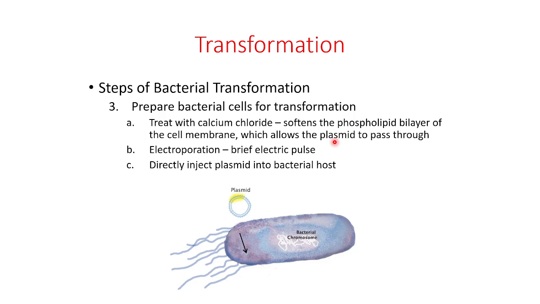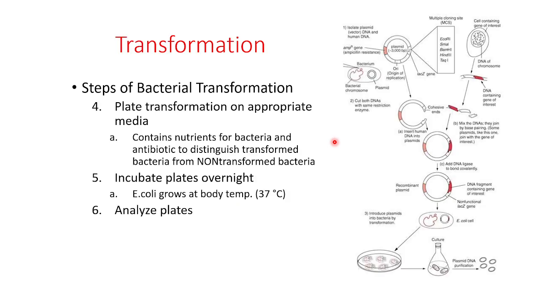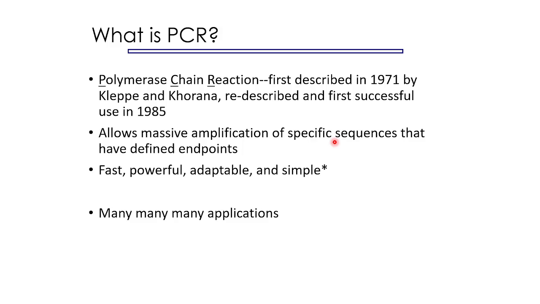The steps for bacterial transformation are: you treat the cells with calcium chloride, or you undergo electroporation, and then introduce the plasmid. Then you grow them in certain nutrient conditions like LB agar, plate them on agar plates, and let them grow overnight. The next day you come and observe the plates.